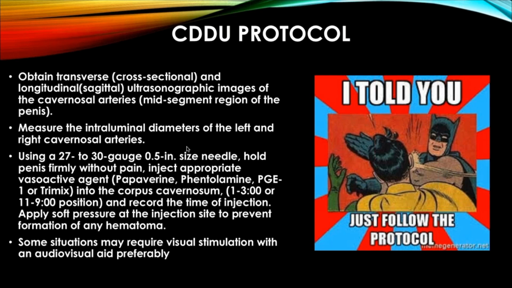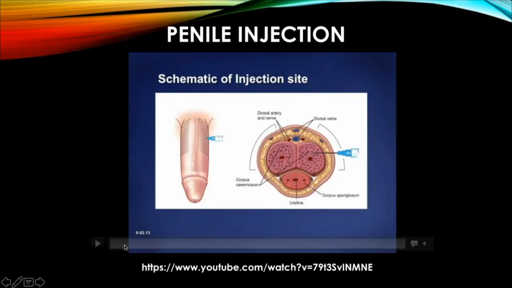But typically, you want to do that if you're looking at the penis as a clock, from the 1 o'clock to 3 o'clock positions on the patient's left side of the penis, or the 11 to 9 o'clock position on the right side of the penis. And you want to go right into the erectile chamber. Again, most of these will require some sexual stimulation.